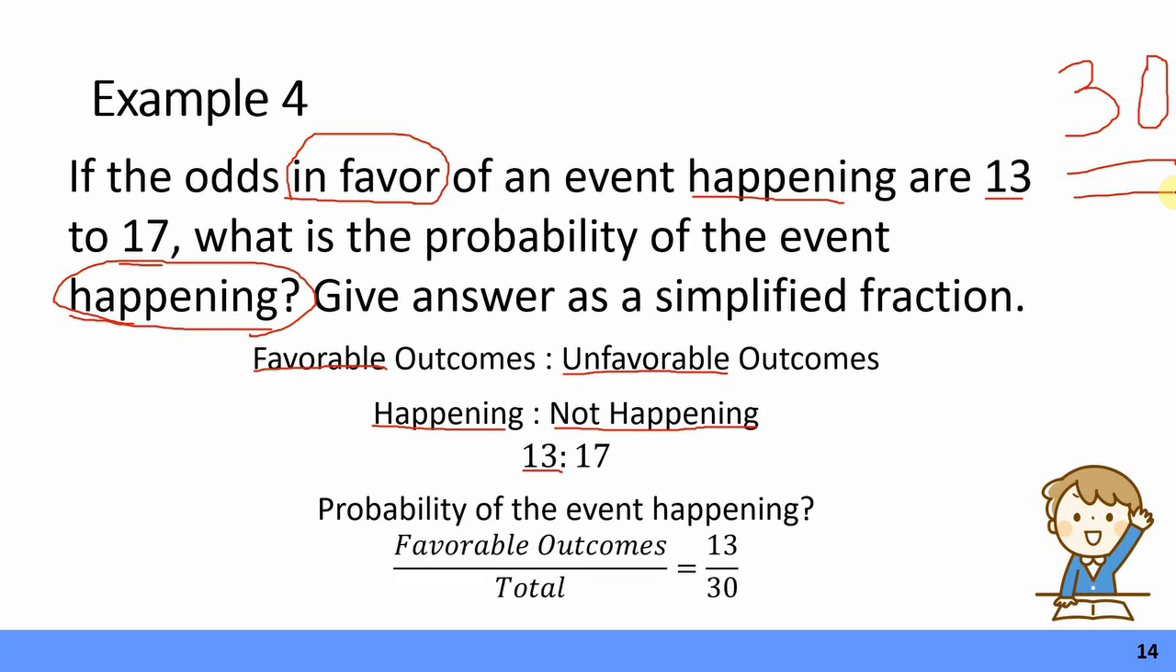So just to walk over it one more time, I give you the odds. First thing you want to figure out is your total, because when I ask you for probability, your total is always your denominator. And then you simply pick the correct number depending on the question, and that's going to be your numerator. In this question, they were asking you, what is the probability of the event happening? And since this was in favor, happening was the first number. So it was simply 13 over 30.